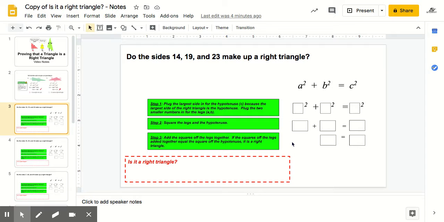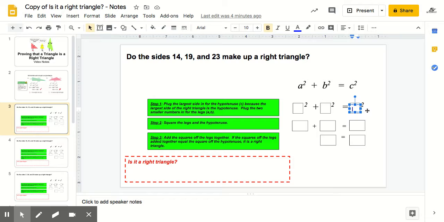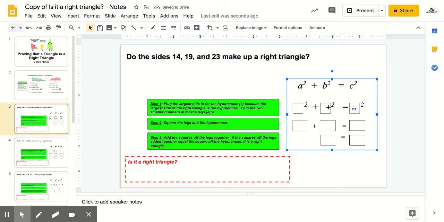Well, since I didn't give you a picture, how do I know which side length is the hypotenuse? Well, we know that the hypotenuse is the longest side of the triangle. So whatever the largest number given here is going to be your hypotenuse. I'm going to plug in the hypotenuse first. The biggest number here is 23, so that tells me that 23 is the hypotenuse, and my hypotenuse is always C. So I'm going to plug in 23 into my Pythagorean theorem where I see C.